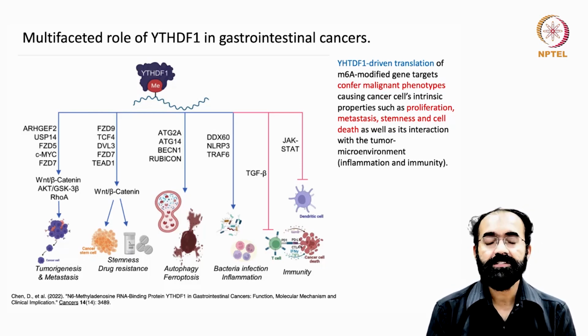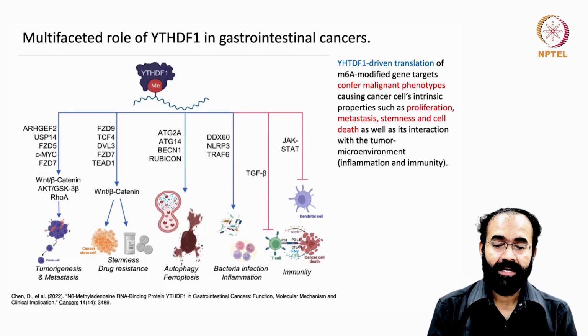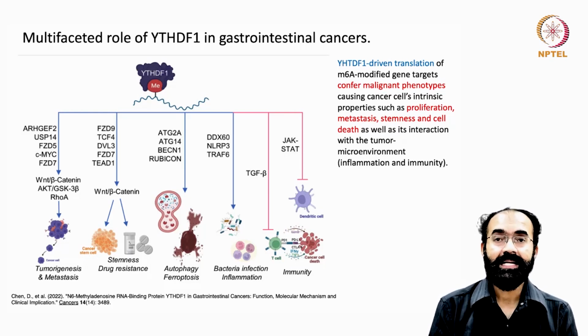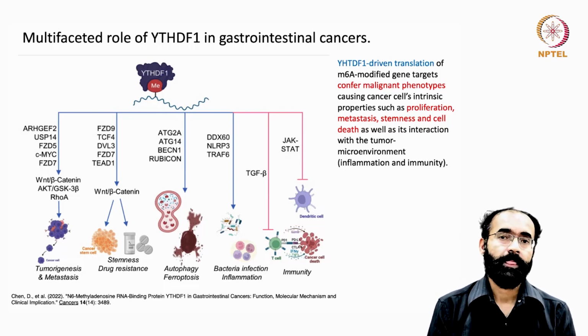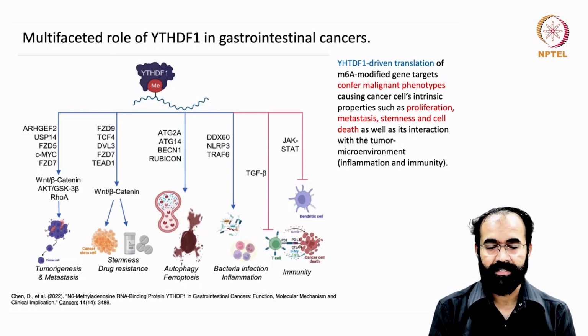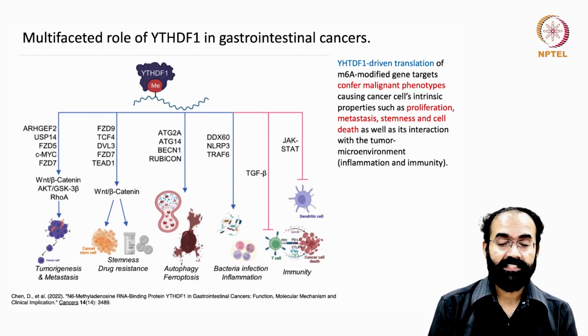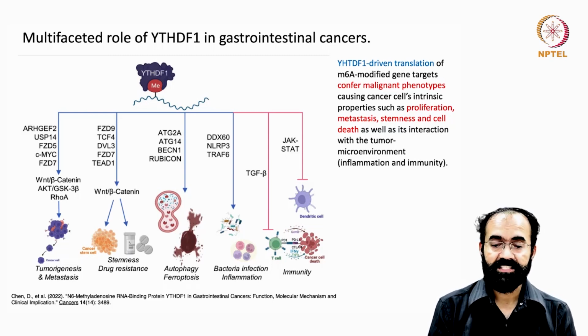So let us see the YTH domain containing readers, and these facilitate the translation of the modified target genes, and this will confer malignant phenotypes and cause cancer cells' intrinsic properties such as proliferation, metastasis, stemness and cell death. So all these things are attributed together because of one common factor, that is accelerated methylation, as well as the interaction with the tumor microenvironment such as inflammation and immunity. That means cancer is already facilitated because of the overaction of many of these genes.